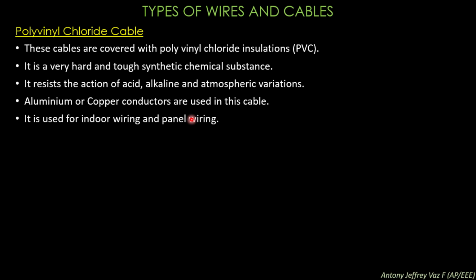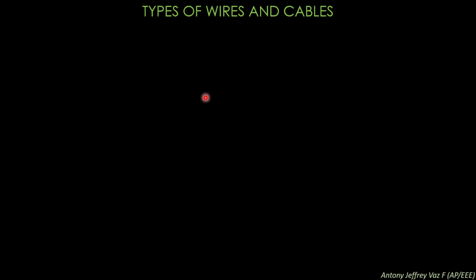So, these types of cables are used in indoor wiring as well as in panel wiring, and the conductor may be aluminum or copper. This is our choice, and these PVC cables have a very high resistance to the action of acid, alkaline and also to atmospheric variations such as raining or summer, whatever the environment is, the PVC cable can withstand. The next type of cable is lead sheathed cables.